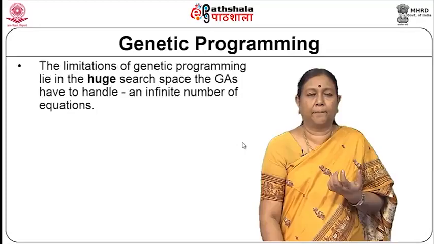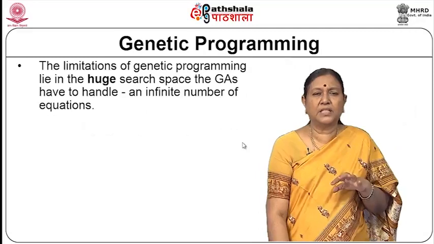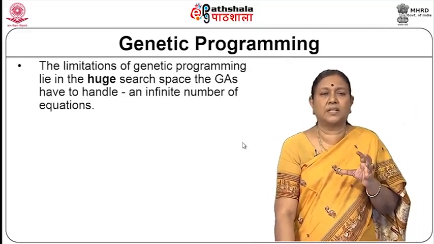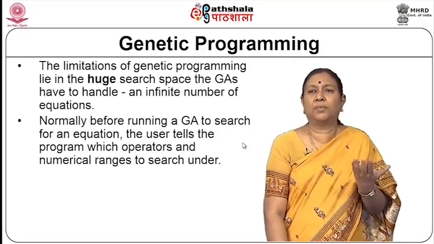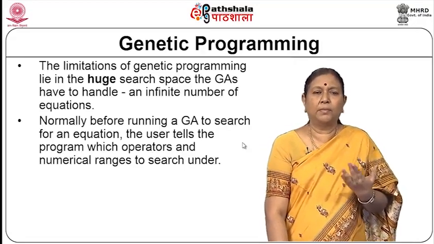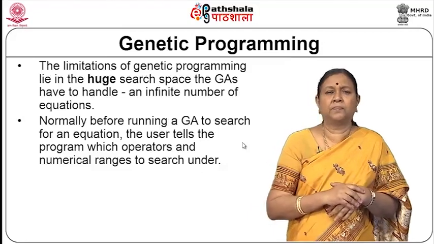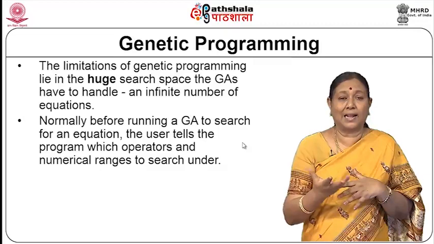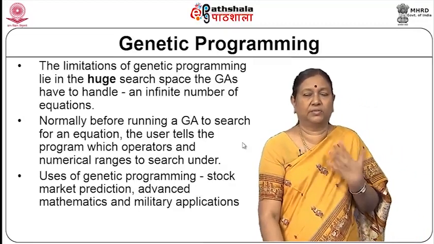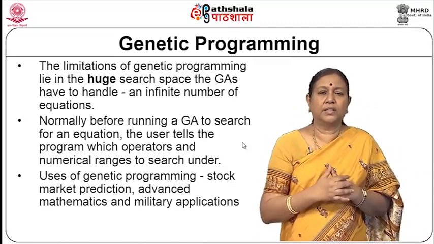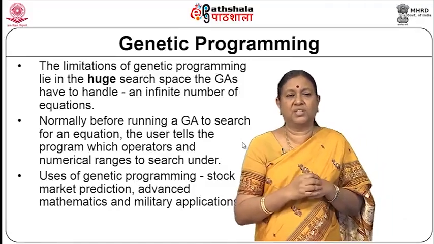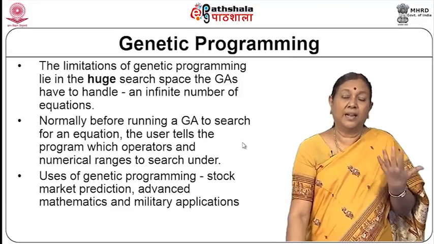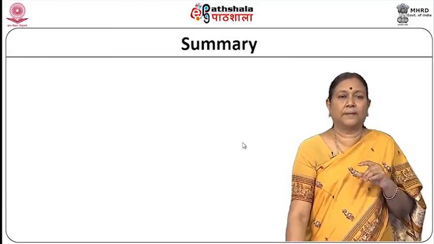So, he has adapted this expression tree evaluation to fit into the genetic algorithm scenario, and that is what is called genetic programming. The limitation of genetic programming lies in the huge search space the GAs have to handle. An infinite number of equations will be formed, and normally before running a GA to search for an equation, the user tells the program which operations and numerical ranges are acceptable to search for. The uses of genetic programming are in stock market prediction, advanced mathematics and military applications. It is a more complex method and it uses tree encoding as we have already seen.